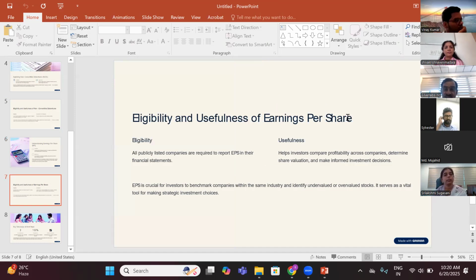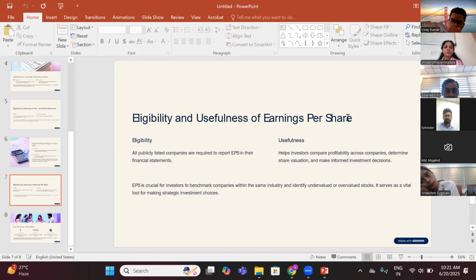Eligibility and usefulness of earnings per share. Eligibility: all public listed companies are required to report EPS in their financial statements. Usefulness: it helps investors to compare profitability across companies, determine share valuation, and make informed investment decisions. So this will help the investor to look into all the factors, data, and statements of whatever the company is doing, and they upload it in the MCA as and when the period warrants.